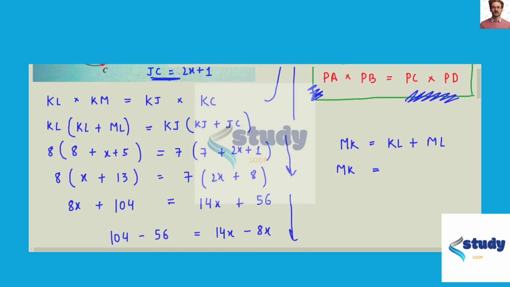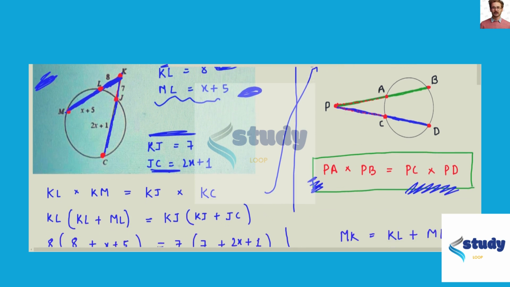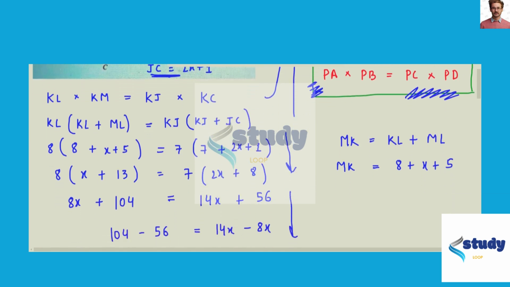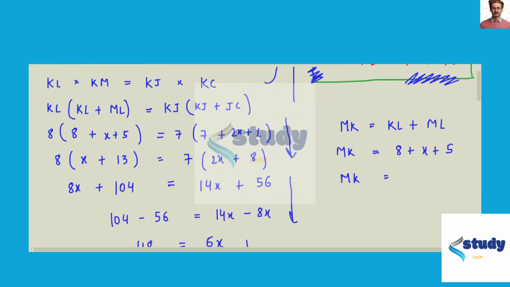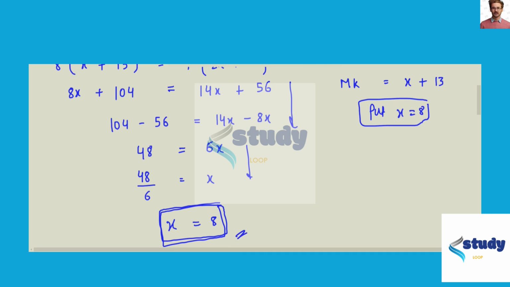Now we will substitute the values, putting KL as 8 units and ML as x plus 5 units. In this equation, we get 8 plus x plus 5. Simplifying it further, we get MK is equal to x plus 13 units. Now we will put x equal to 8 in this equation, which we just found. So we get MK is equal to 8 plus 13. From here, MK is equal to 21 units, which is the answer to our question.